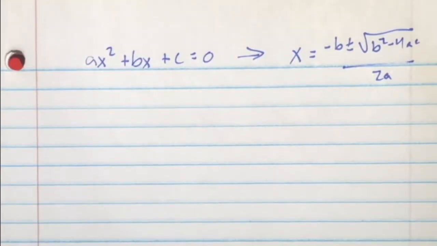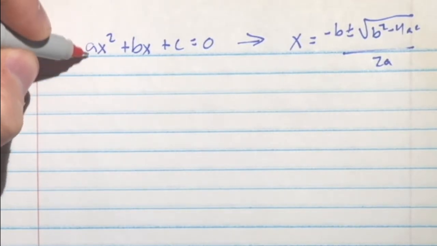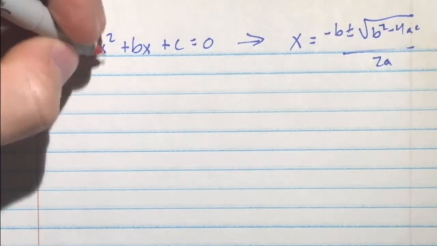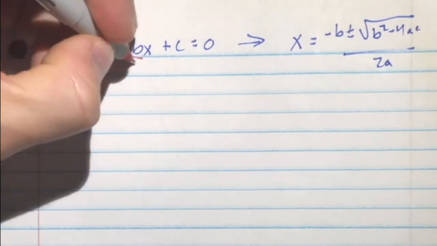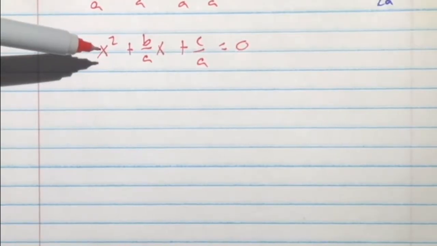I want to show where the quadratic formula comes from. The goal here is to turn standard form into the quadratic formula. The very first thing that we're going to do is we want this first coefficient to be a 1. So we're going to take everything and divide it by a. That's what we're left with.